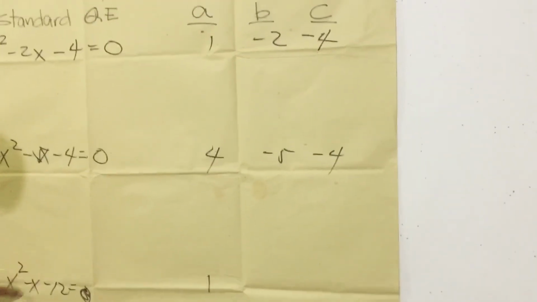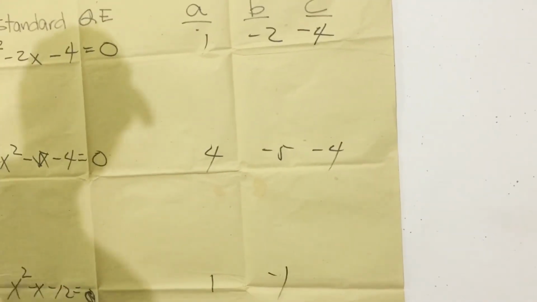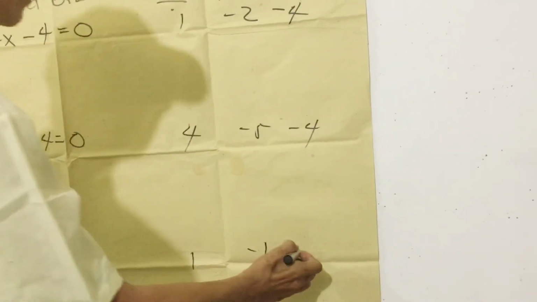Then the A, silent one here, 1. For B, you have negative 1. And for C is negative 12.